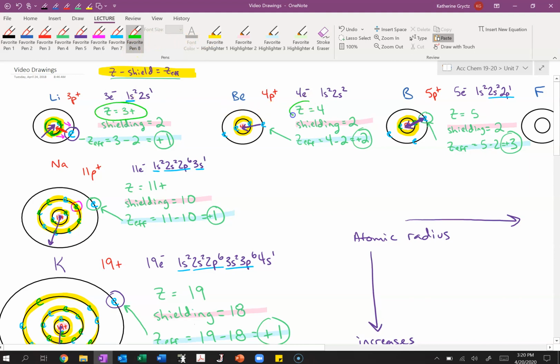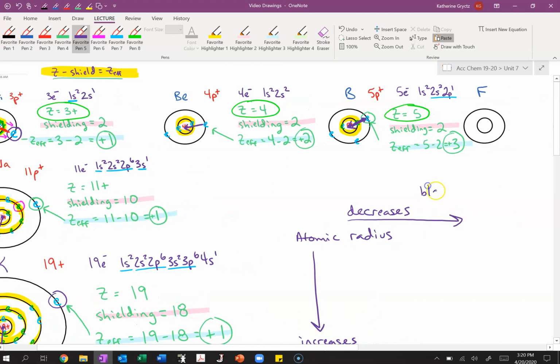If you look at the difference in the protons, lithium only has 3 protons dragging that second energy level in. Beryllium has 4 protons dragging that second energy level in, and boron has 5. So what happens to the atomic radius as you go across the periodic table is it decreases. And why is because you have the same number of energy levels. That is key. But the protons increase as you go across.